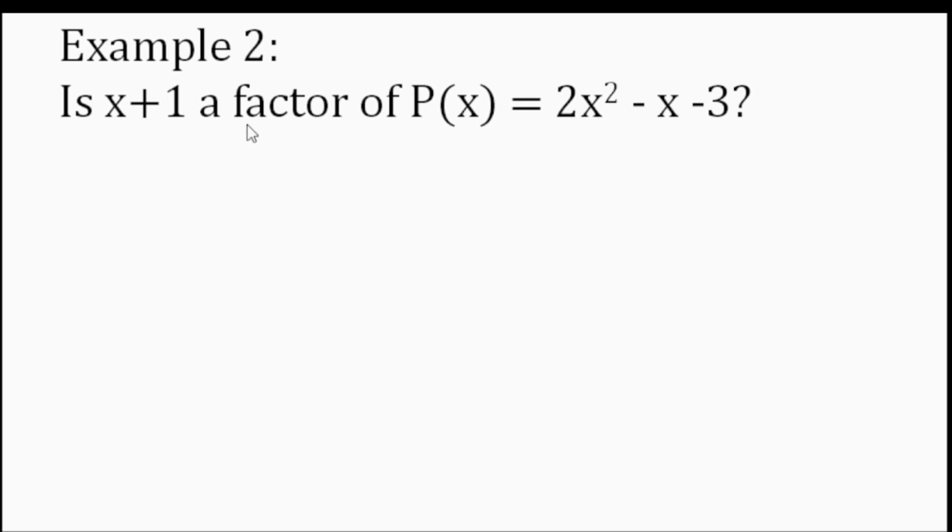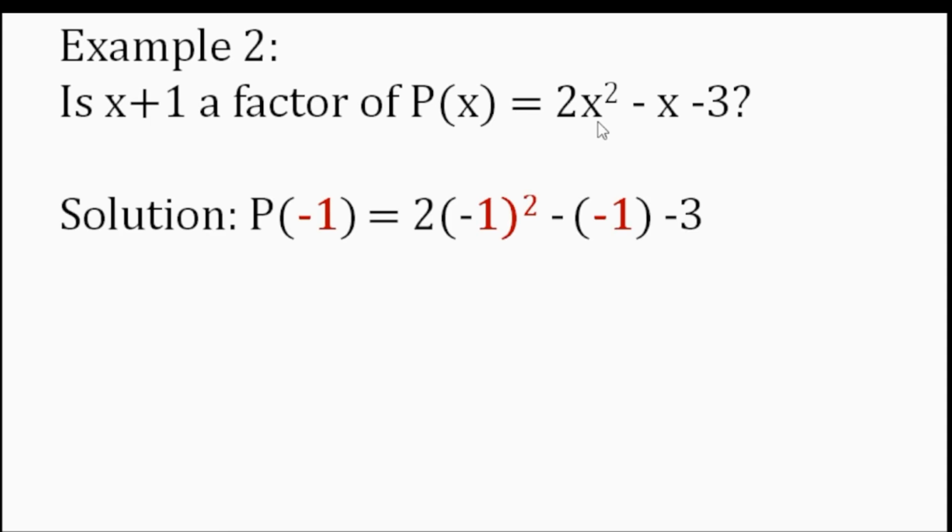Is x plus 1 a factor of p of x equals 2x squared minus x minus 3? So we will evaluate the polynomial at c equals negative 1. We have here our binomial divisor x plus 1, meaning our c here is negative 1. So we replace all the x's with negative 1. So we have p of negative 1 equals 2 times negative 1 squared minus negative 1 minus 3. So we can simplify furthermore.